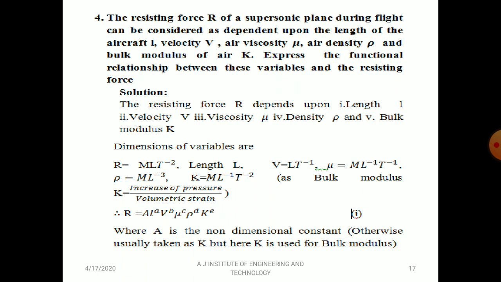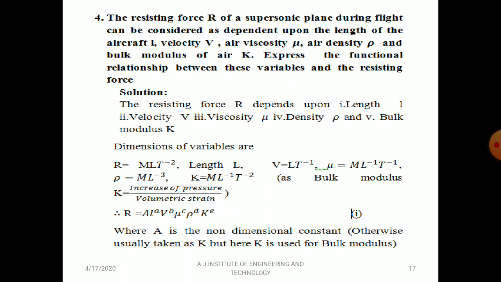R is the resisting force, so its unit is from F equal to MA, kg meter second to the power minus 2. Then length is meter, velocity meter per second, viscosity Newton second per meter square, density kg per meter cube. Bulk modulus K is given by increase of pressure divided by volumetric strain. Increase of pressure means dP. Volumetric strain means change in volume divided by original volume, so you can cancel volume in it. So volumetric strain is unitless.